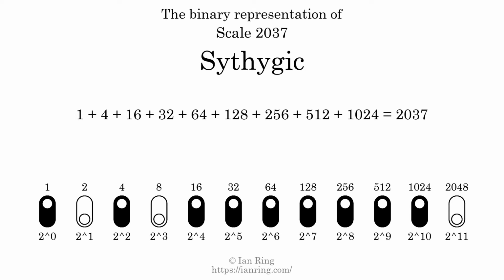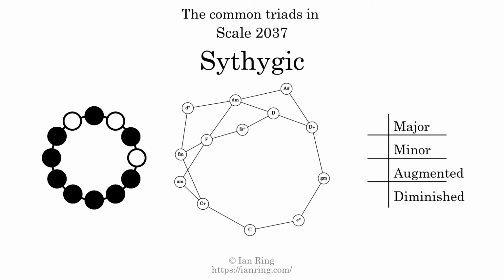The scale number not only enumerates the scale with a unique index, but it also literally describes the tonal content of the scale. Represented as a binary number in base 2, the scale number is 01111110101. Here are the common triads present in this scale.